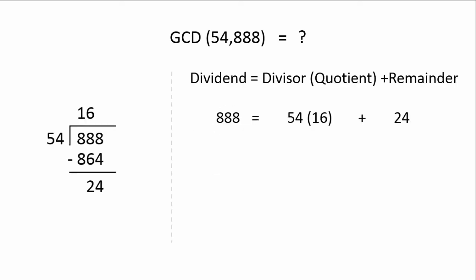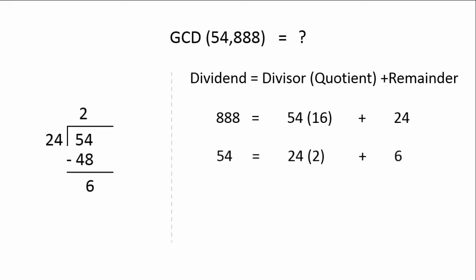The algorithm proceeds by taking the smaller of the two numbers and dividing the larger number by it. In our case, we will be dividing 888 by 54. So 16 times 54 will give you 864 and we get 24 as the remainder. We can write this down in the form of dividend equals divisor multiplied by the quotient, plus the remainder.